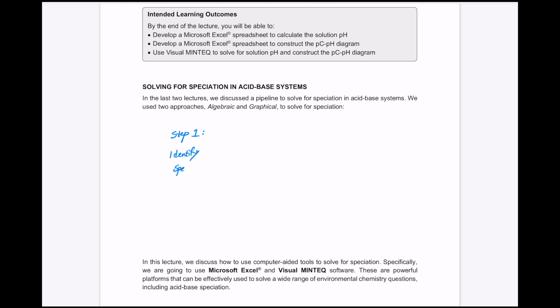species, or we define that as the N species. Then in step two, we basically develop N equations. And in step three, we basically solve.